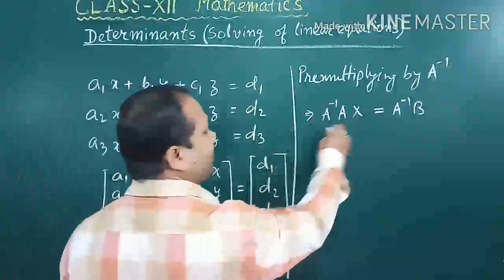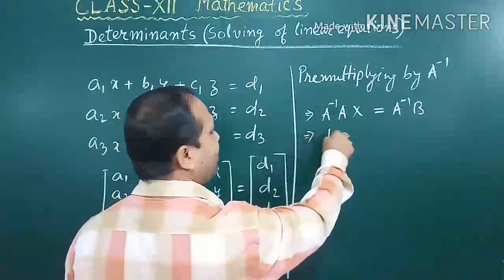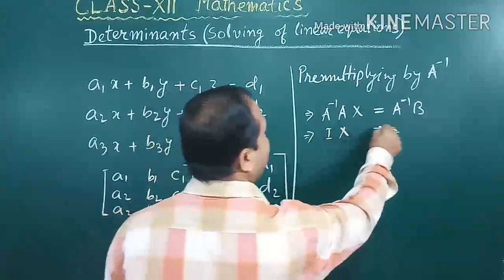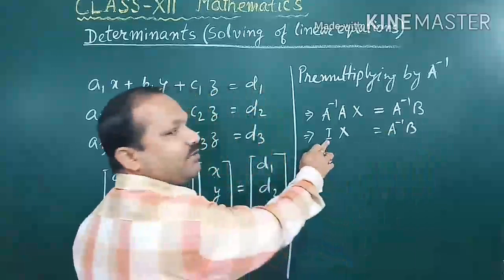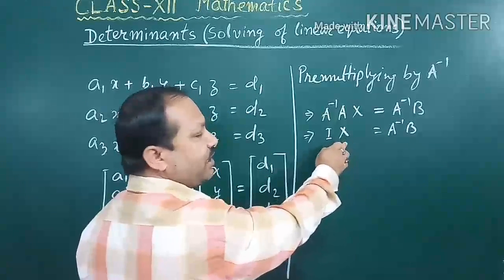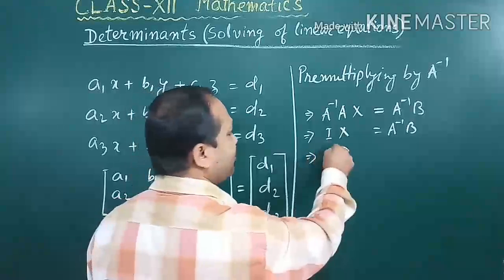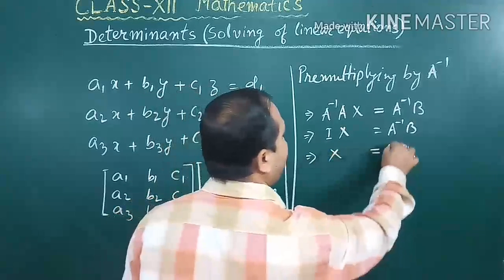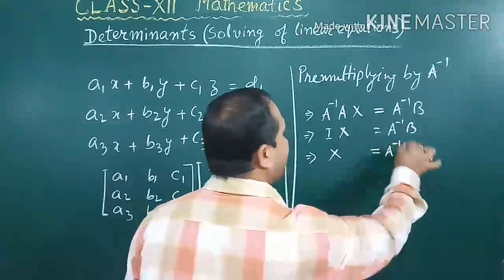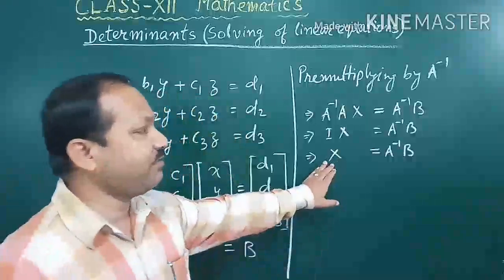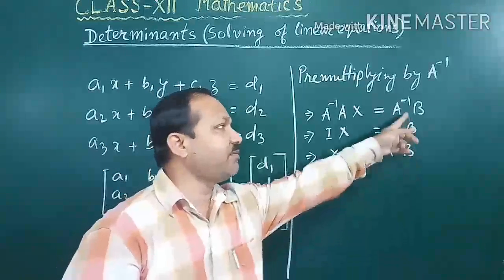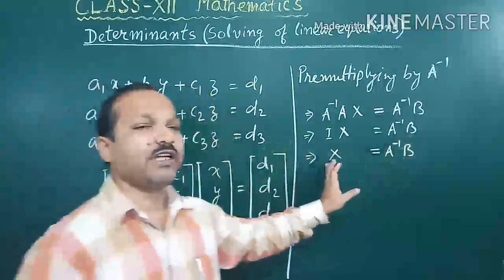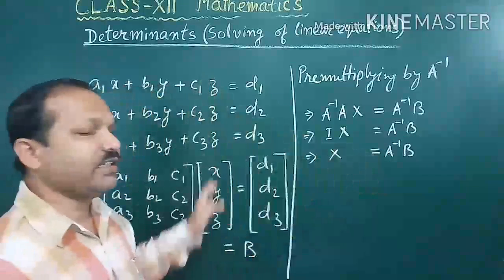So A inverse into A is nothing but I, so I into X is equal to A inverse B. The identity matrix multiplied with any matrix gives the same matrix. So X will be equal to A inverse into B. We can find X by using the inverse of a matrix and multiplying with the matrix B, and we can get the values of X, Y, and Z.